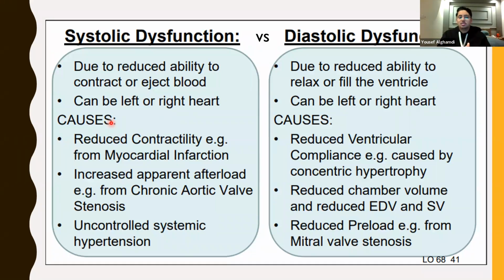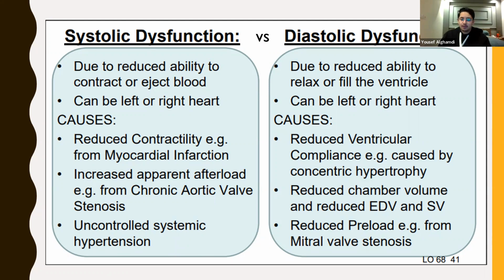Only makes sense, right? So stuff that can cause systolic dysfunction is a myocardial infarction, which is reduced contractility, and chronic aortic valve stenosis, which increases afterload. Basically, if you have aortic valve stenosis, your ventricle will contract, but blood will not leave as well as it should, so it will stay in your ventricle. So you will have systolic dysfunction because of chronic aortic valve stenosis or aortic stenosis in general, right? Uncontrolled systemic hypertension. You have hypertension, that is a systolic dysfunction.